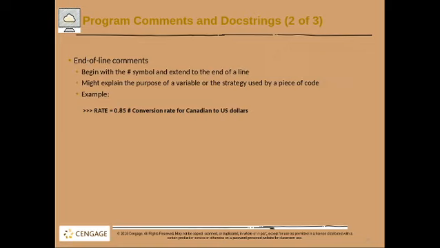Another way to show comments is end-of-line comments, usually begun with the hashtag symbol. For myself, I usually use the hashtag symbol instead of the triple quotation marks, just a single symbol. I can use this almost anywhere, provided I limit my comment to a single line. It can help explain the purpose of a variable or the strategy used by a piece of code. As you can see from my code in the previous example, I have the hashtag here.